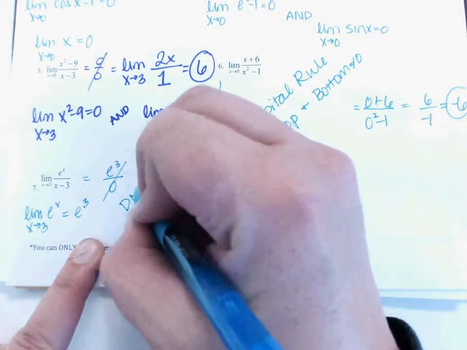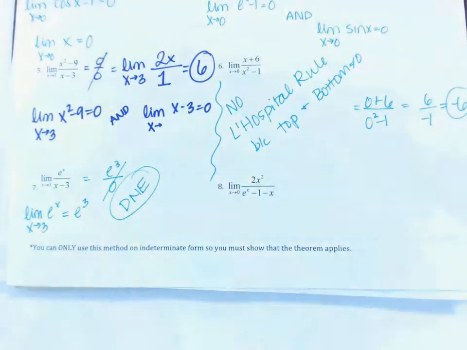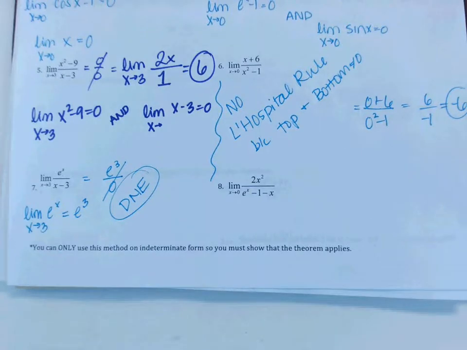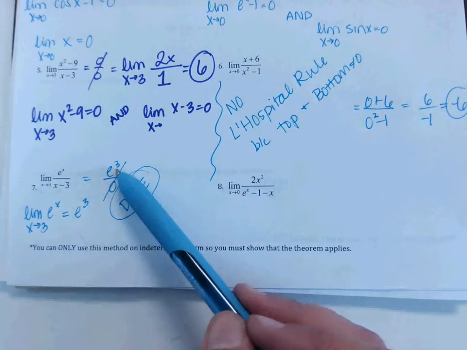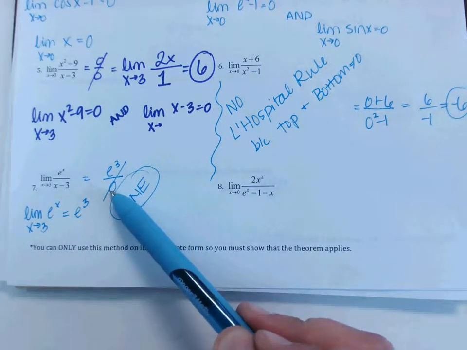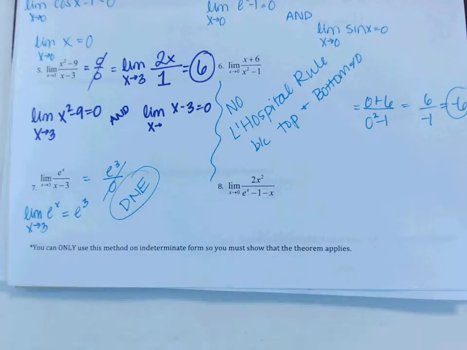Remember, you need to cross out the divided by 0 because they will count off for that on the AP test. So I got e cubed on top, I got divide by 0 on bottom, slash it out, DNE. They're really strict on that, like in the last 3 years.